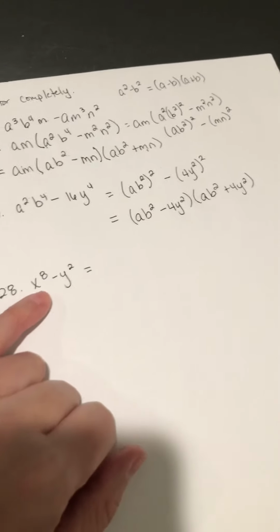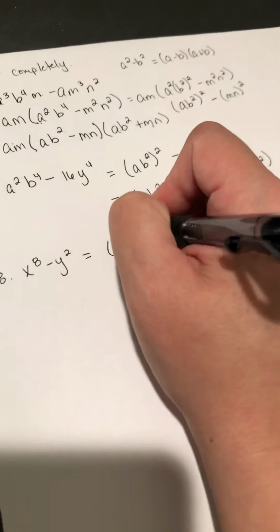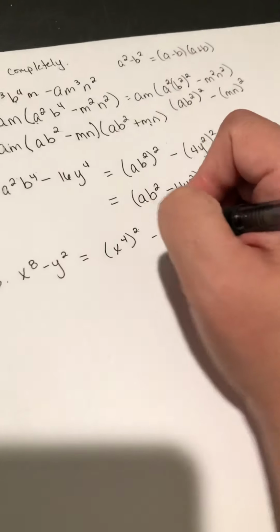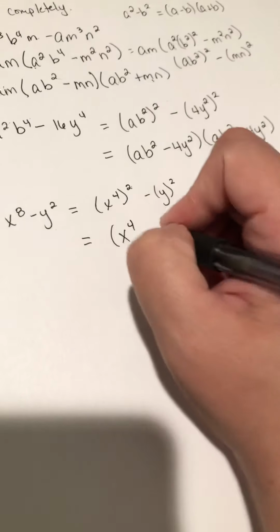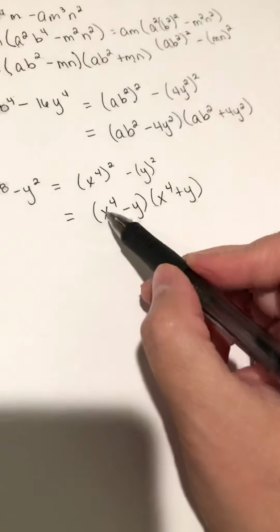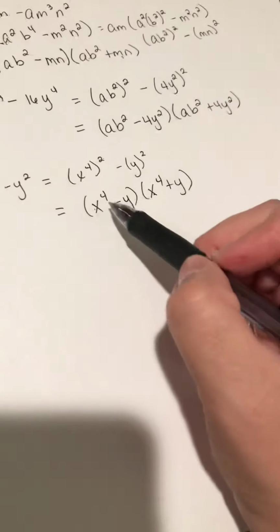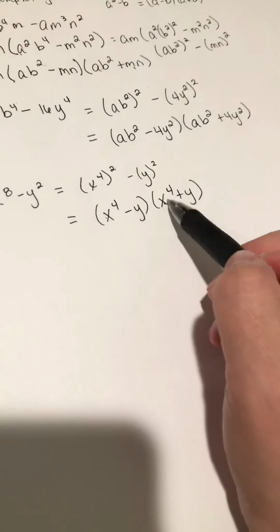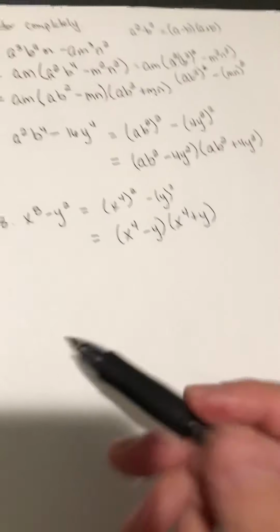But anyway, x to the 8th minus y squared. Again, it's even exponents, so this is x to the 4th squared, because 4 times 2 is 8, and then minus, of course, y squared is just there. So this would be x to the fourth minus y times x to the fourth plus y. And if you check it, x to the fourth times x to the fourth, you add the exponents, it's x to the eighth. Plus x to the fourth y minus x to the fourth y, they cancel, and then minus y times y is minus y squared.